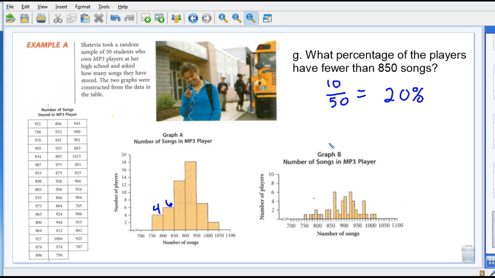All right, so there you go. There are some quick notes and examples. We'll do example B here in a little bit.